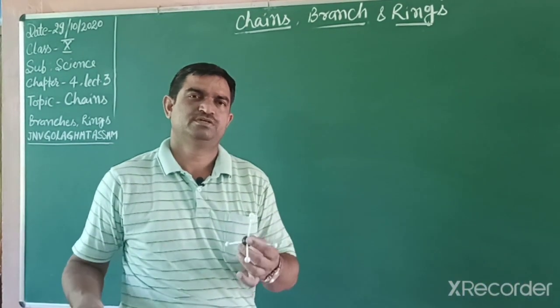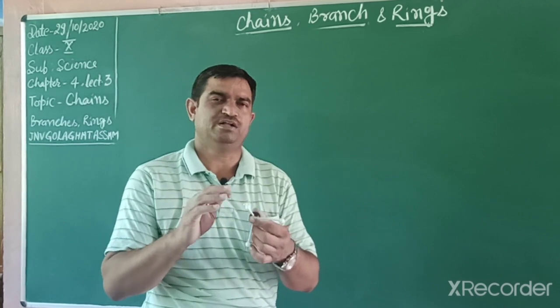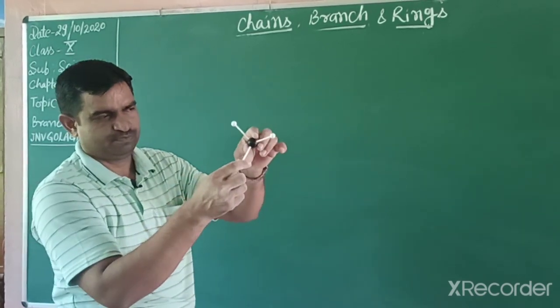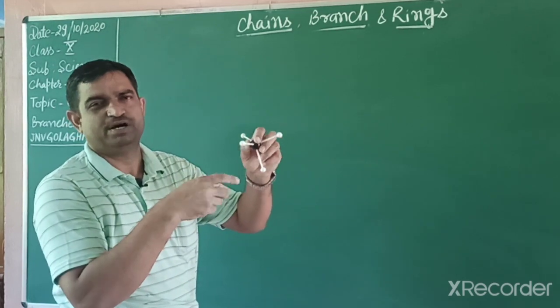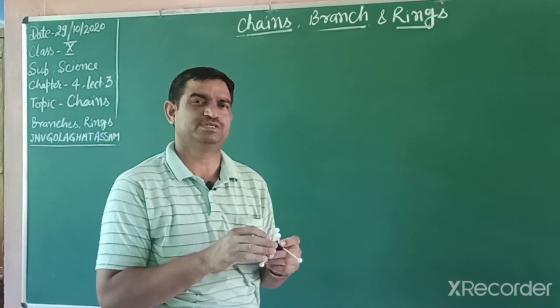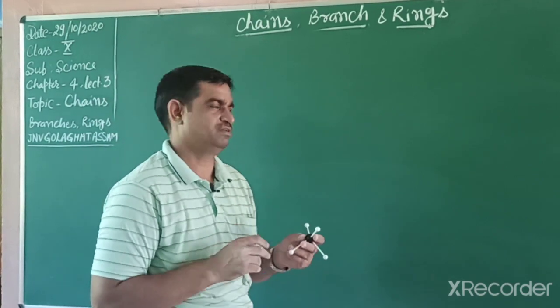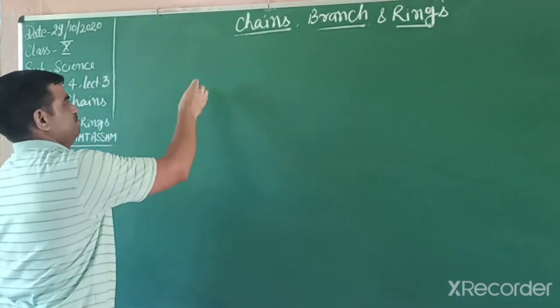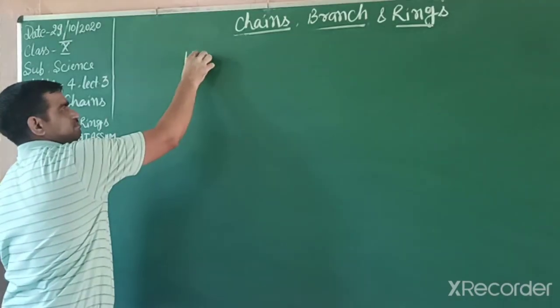Now students, we studied only carbon and hydrogen compounds. If we replace the hydrogen by any other atom like chlorine, bromine, oxygen, nitrogen, sulfur, then that atom is known as a heteroatom. Heteroatom.